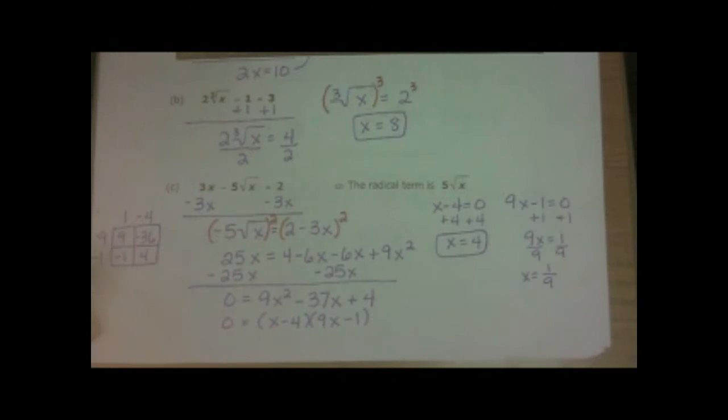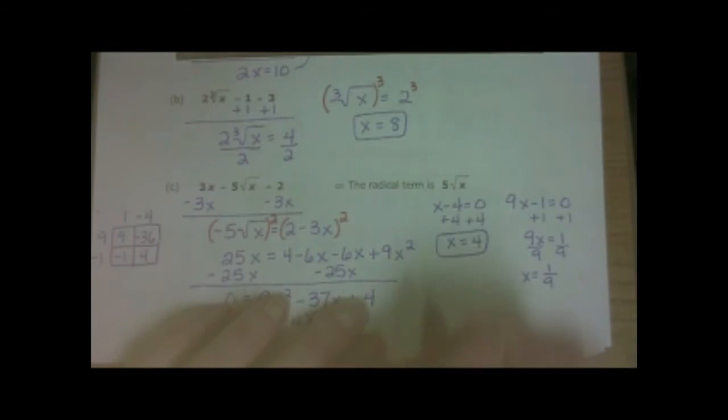All right? Now I have 1/9. So here, let's write this one out. This one might be kind of messy. 3 times 1/9 is 3/9, okay? Minus 5 times the square root of 1/9, which is 1/3. So this is actually 5/3.